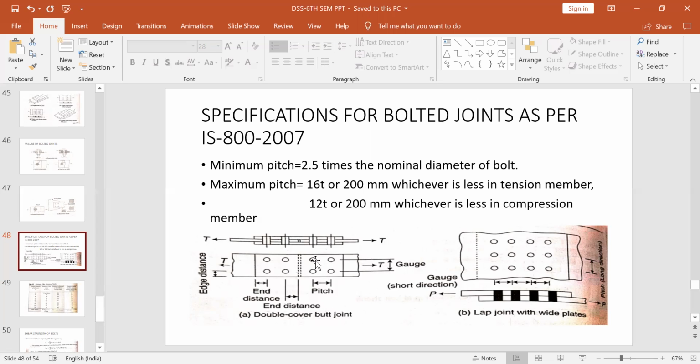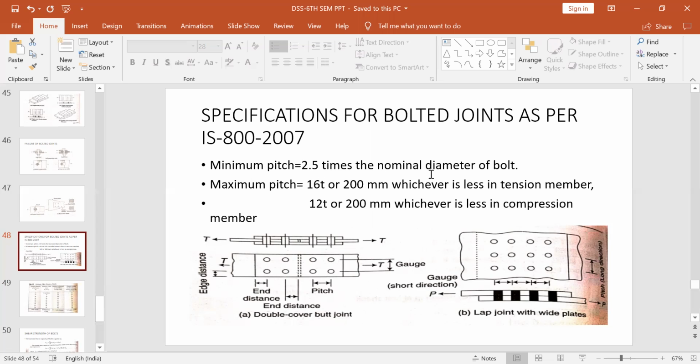That means you cannot place the two rivets in very close proximity to each other, or place the rivets at a very far distance. There has to be a limit, a maximum and a minimum limit. That is called the minimum pitch and the maximum pitch. Now, what is the minimum pitch?